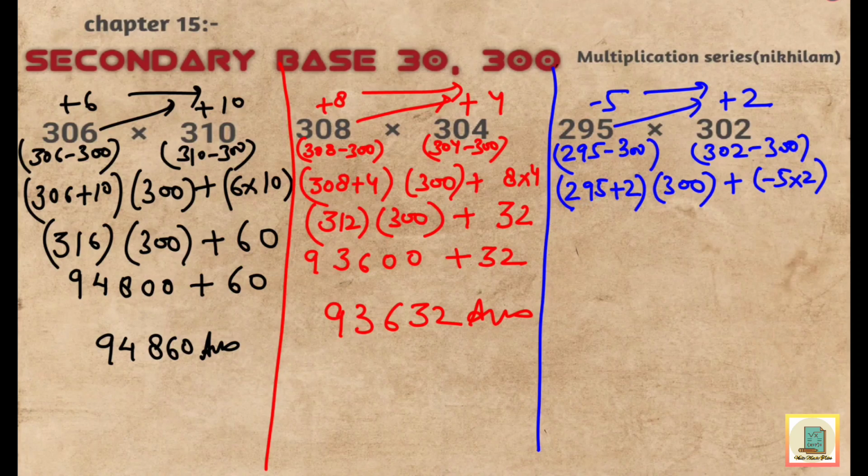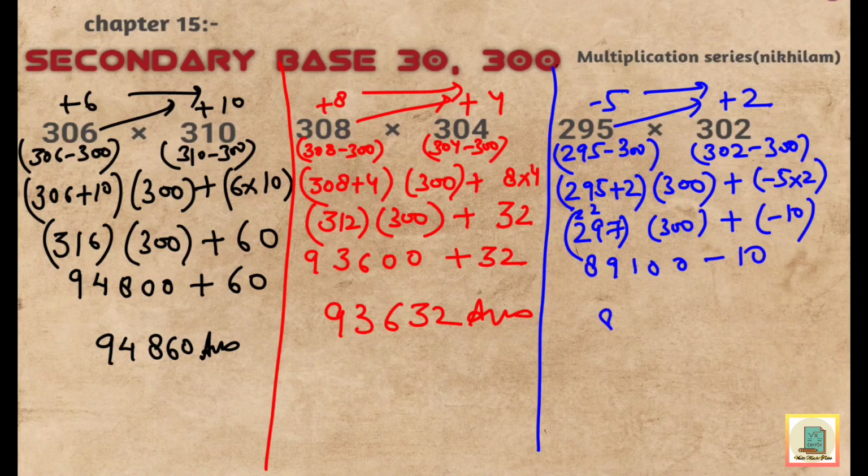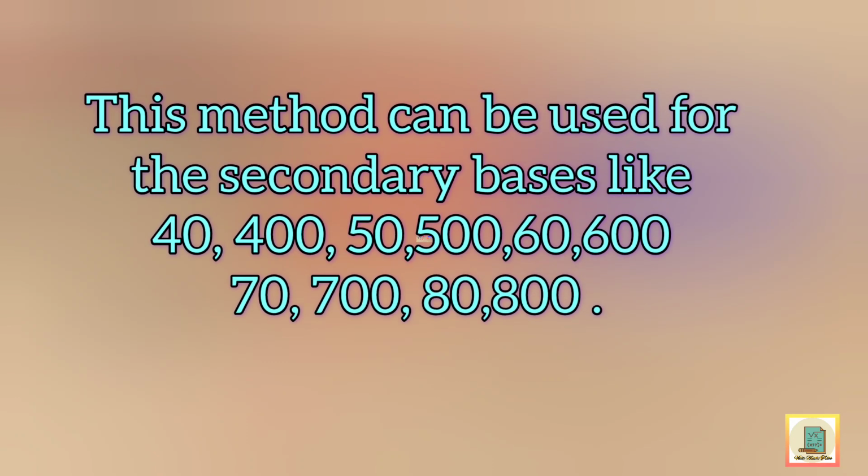Now 295 plus 2 gives you 297, multiply by 300, minus 5 multiplied by 2 gives you minus 10. So 297 multiplied by 300 gives you 7 3s are 21, 9 3s are 27, plus 2 is 29, 2 3s are 6 and 8. 89,100 minus 10 gives you 89090 as the answer.